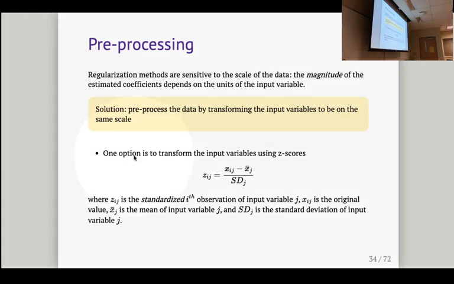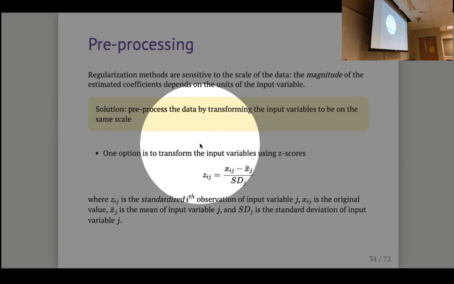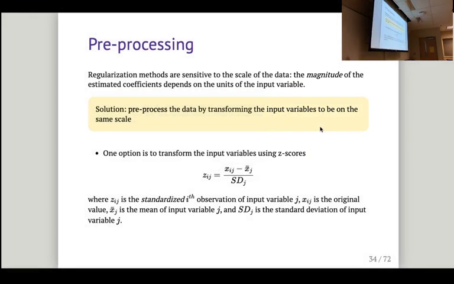So our solution is to pre-process the data. We'll transform the input variables to all be on the same scale, and then we'll fit the model to make sure that variables with different magnitudes aren't affecting how we're fitting the model.